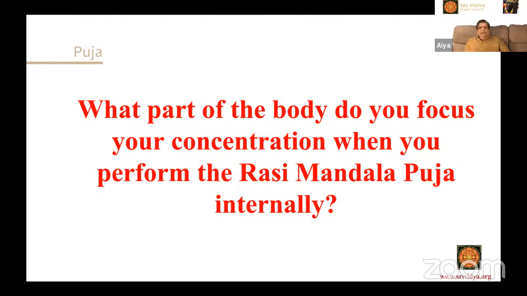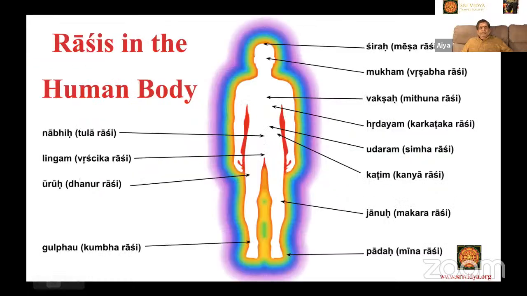Along with these notes and directions, you will be able to download all the information that is coming with this. Now you see these Rasis in the human body. Siraha, Mesha Rasi. Siraha is head. Mukam, Rishabha Rasi. Bhaksha, heart, Mithunam. Hrudayam, Karkadam.